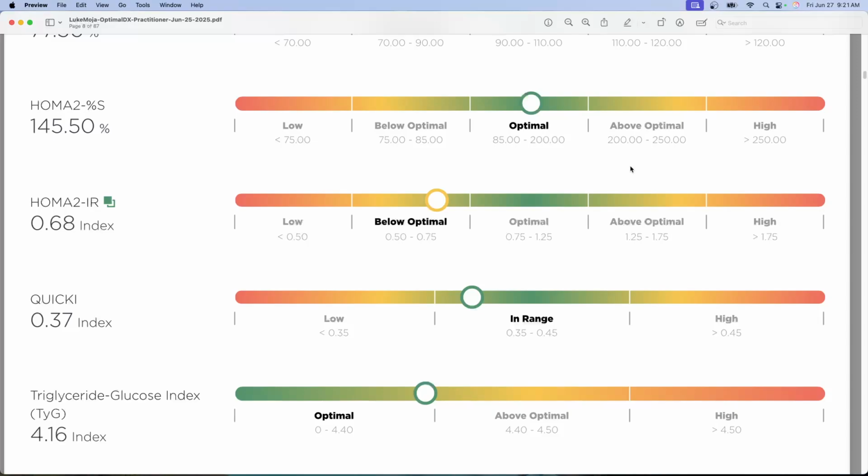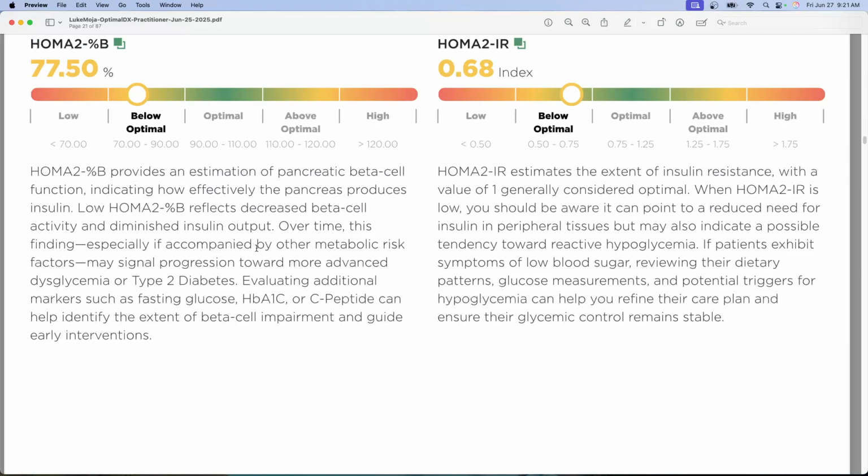That leads to prediabetes, type 2 diabetes, those blood sugar dysregulations. You can see mine's below optimal, but it's not high, which is good. If we click on that, we'll see what it says. So again, it estimates the extent of insulin resistance. What it says is, if this is low, I can tend toward low blood sugar, so reactive hypoglycemia.